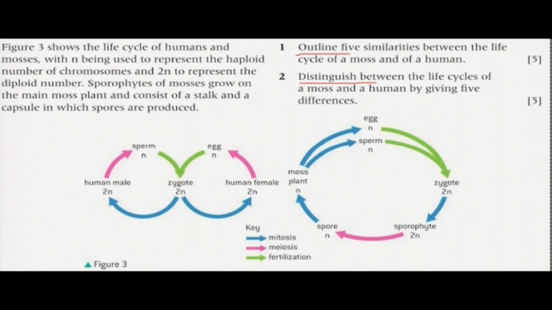Remember the command words. And something important we need to take note of as well: moss and human, mouse and human, plant and mouse. Are these the same species, different species? What about the way they reproduce and stuff like that?